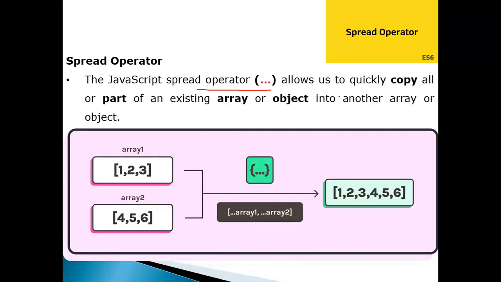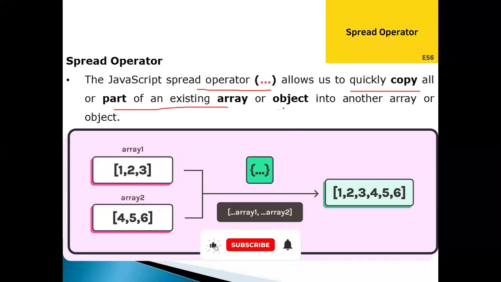The JavaScript spread operator allows you to quickly copy all or part of an existing array. If you want to copy an entire array to another array, or copy only a few elements from one to another, to copy all or part of an existing array or an object into another array or object, we can use the spread.